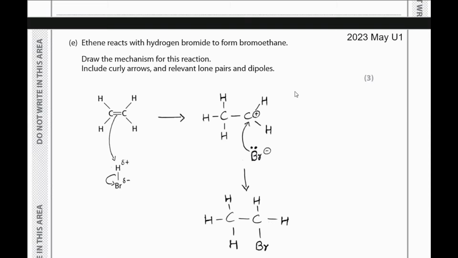Now, ethene reacts with hydrogen bromide to form bromoethane. Again, they told you to draw the mechanism for this reaction. Again, it is the same mechanism which we have seen a little while back in two different years, same type of question.